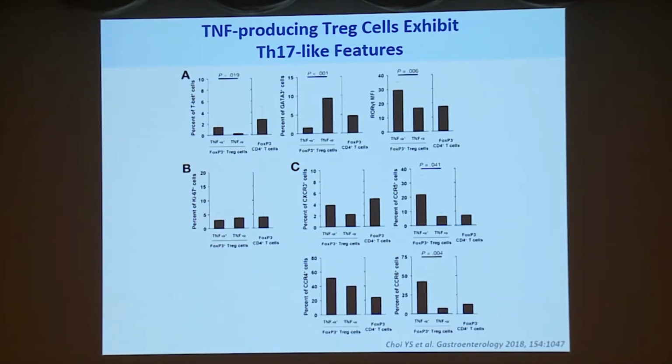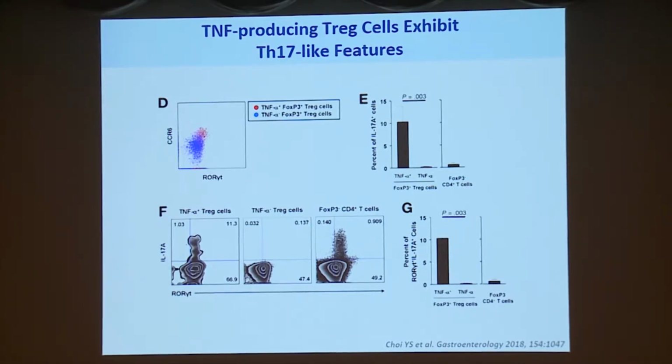At the same time, they acquired ROR gamma T expression. ROR gamma T is the hallmark transcription factor, the master transcription regulator of helper 17. At the same time, in terms of chemokine receptors, they overexpress CCR5 and CCR6. Especially CCR5 is well known as the receptor for RANTES, MIP-1 alpha and MIP-1 beta. All of these chemokine ligands are well known to be upregulated during viral hepatitis.